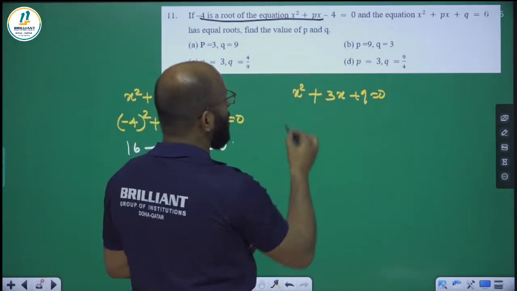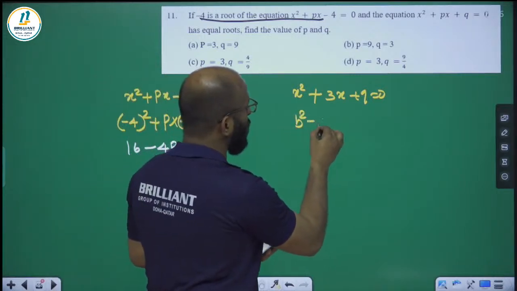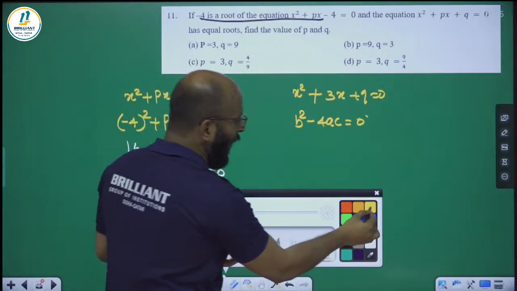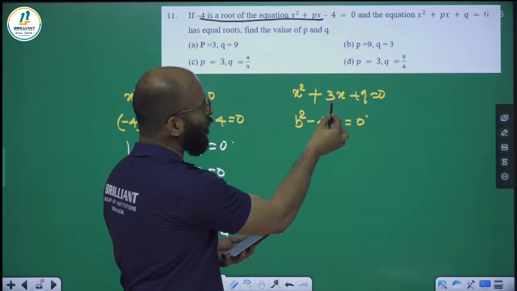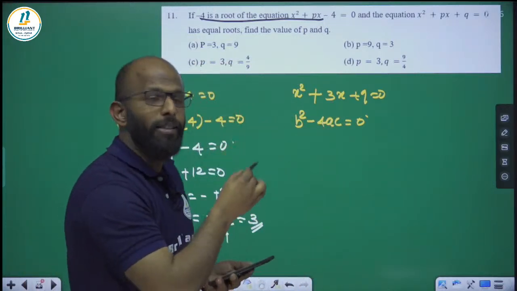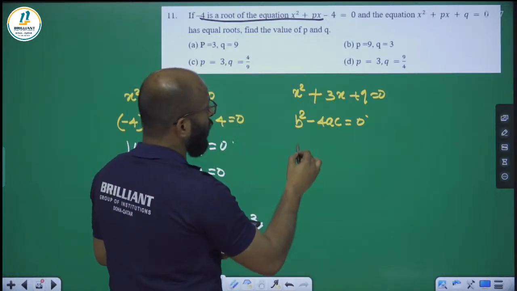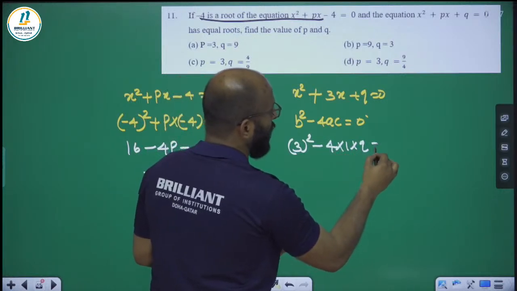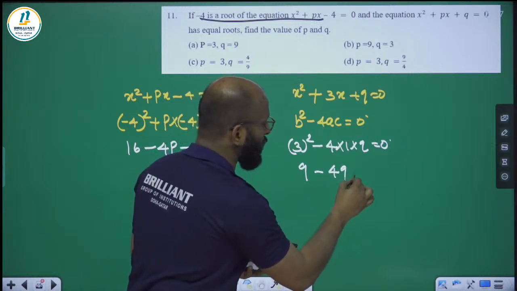Now we can find the discriminant value of this quadratic equation. So b square minus 4ac is equal to 0. What is the value of a, b, c? Value of a is equal to 1, value of b is positive 3, and value of c is q. So we substitute these values in this equation. Here b square is 3 square minus 4 into 1 into q is equal to 0. So we get 9 minus 4q is equal to 0.